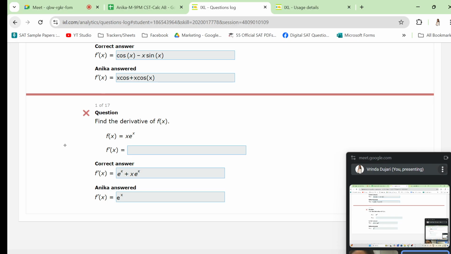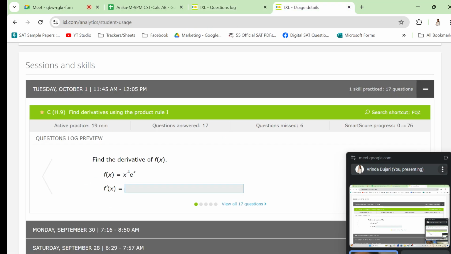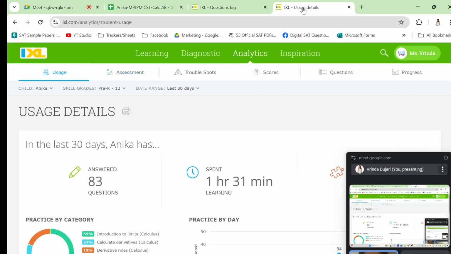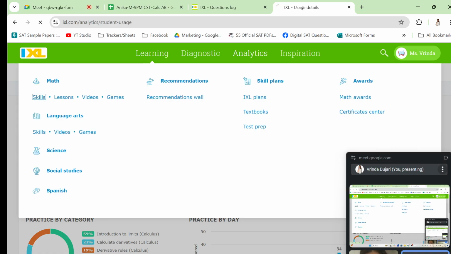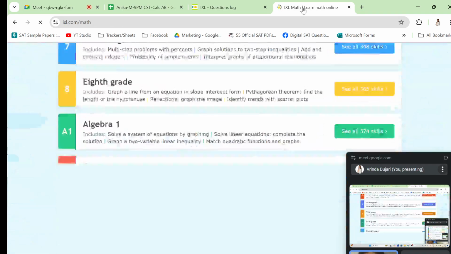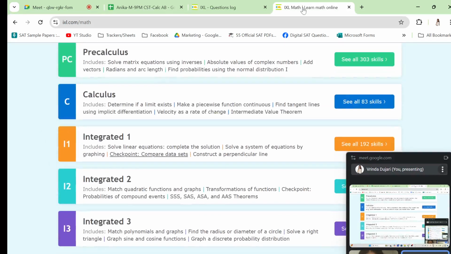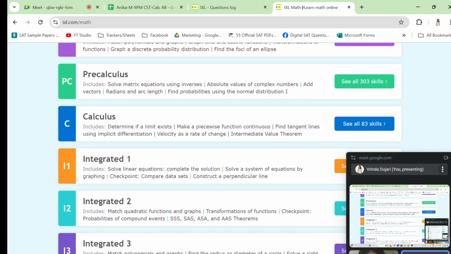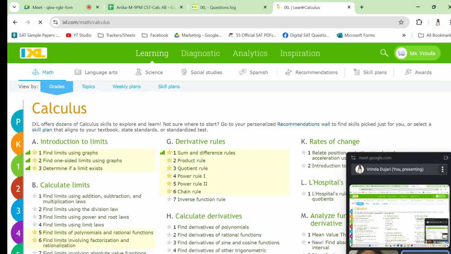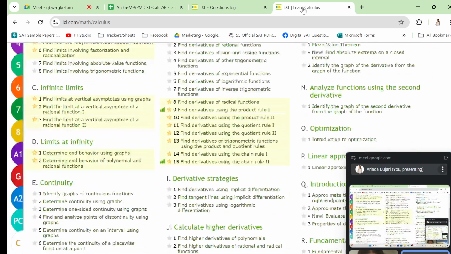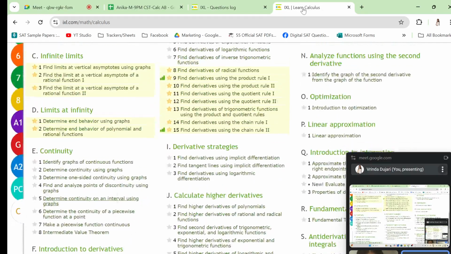Okay, Anika. I will assign you questions on implicit differentiation. Practice those questions, okay? If you practice questions of implicit differentiation, you'll automatically get practice of product rule and chain rule. And tomorrow we'll have class at 9 p.m. We'll do higher order derivatives and derivatives of inverse functions.